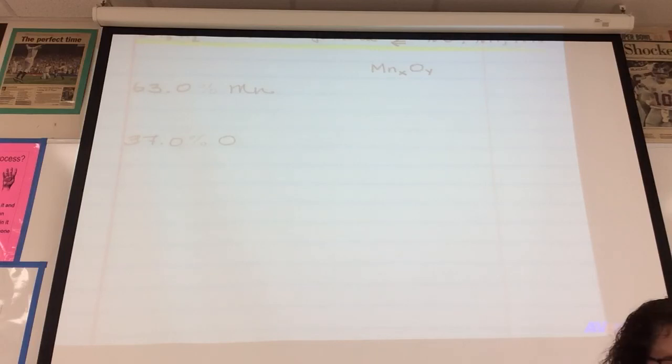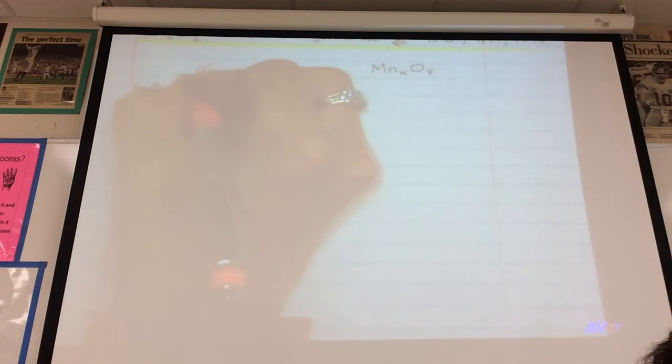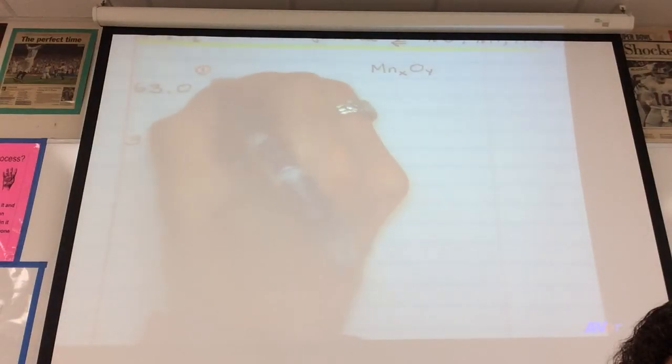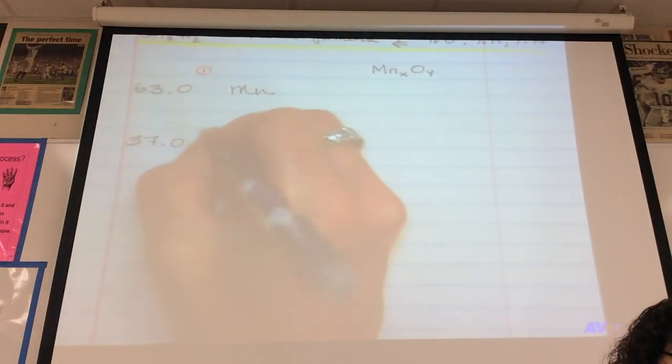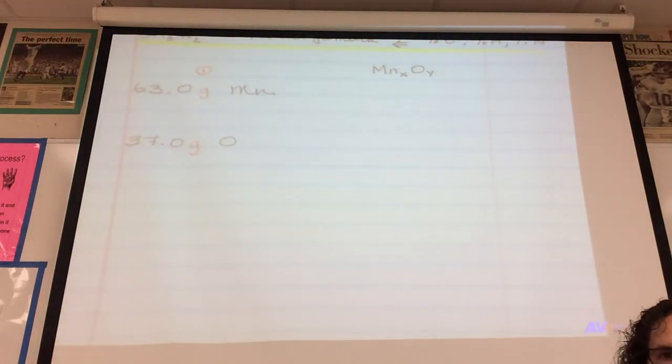The first step is simply to change percent to grams. No calculation involved. Easiest step imaginable. I'm going to erase those percents and just put grams in. And if I were doing this problem for myself, I wouldn't have even written the percents. I would have automatically gone to grams. Keep it simple. But I wanted you to see where it came from.